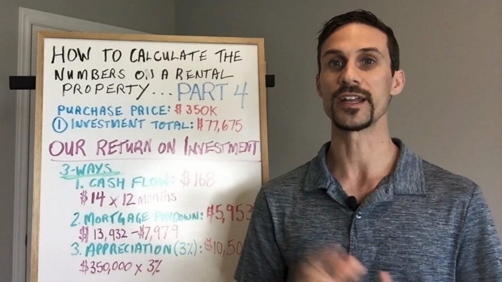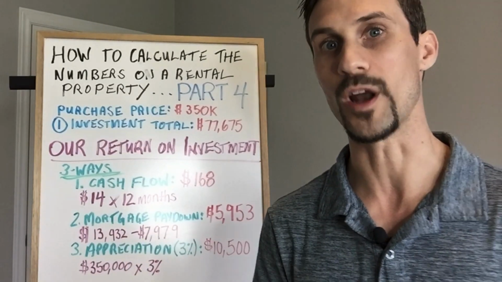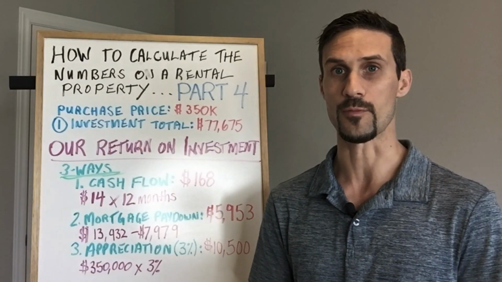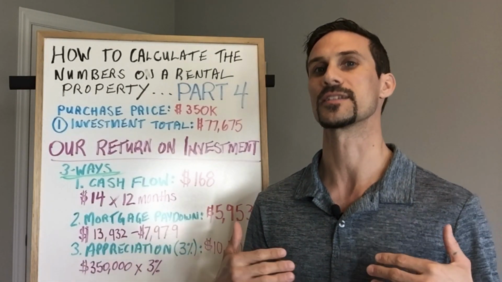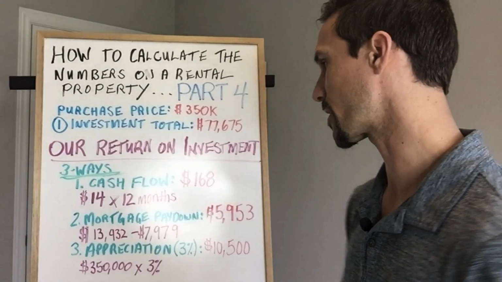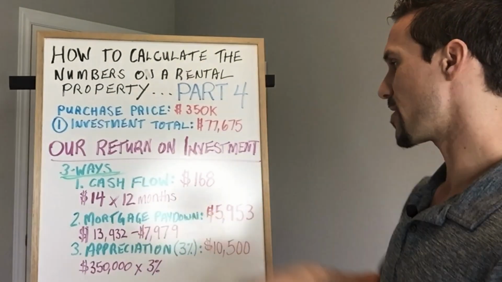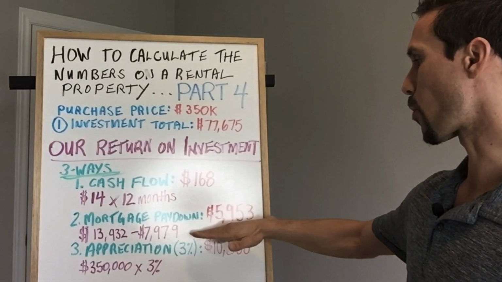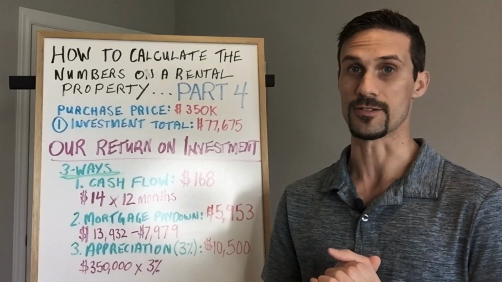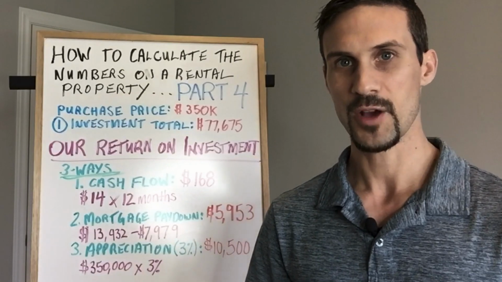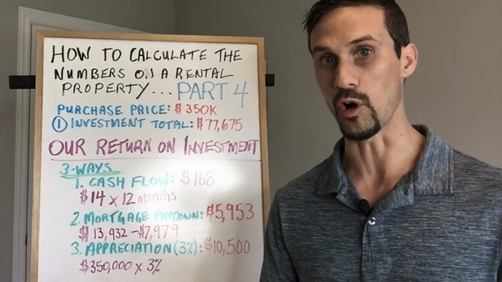Now the second one is our mortgage paydown. So if we're paying $1,161 per month on our mortgage, how much of that is actually going to the principal paydown and how much of that is going towards the interest? So I've gone ahead and calculated that. That's $13,932 minus $7,979, which leaves us a mortgage paydown of $5,953.